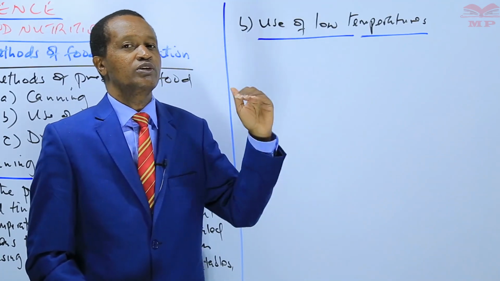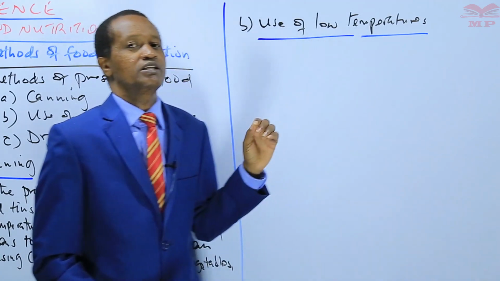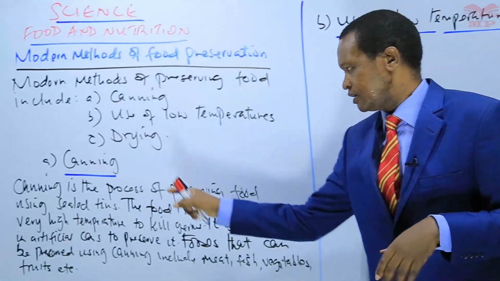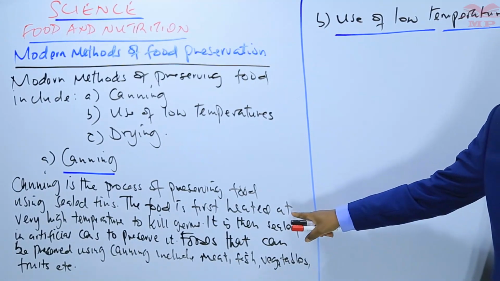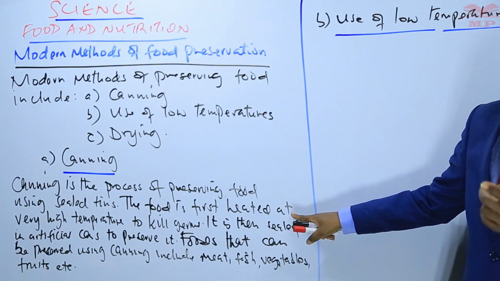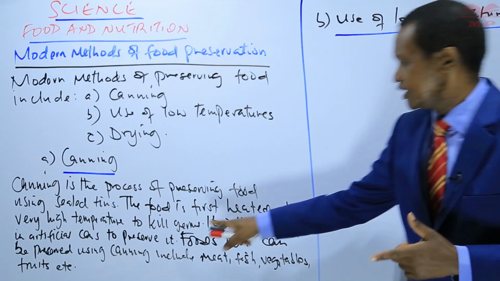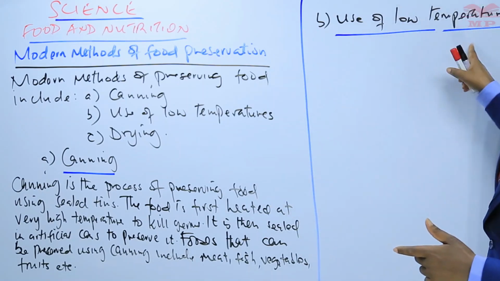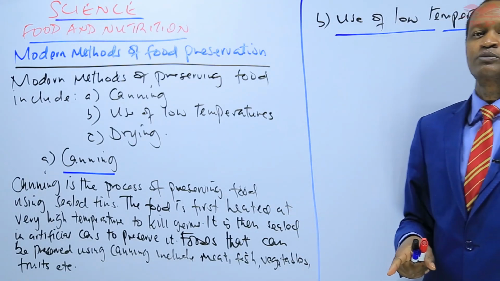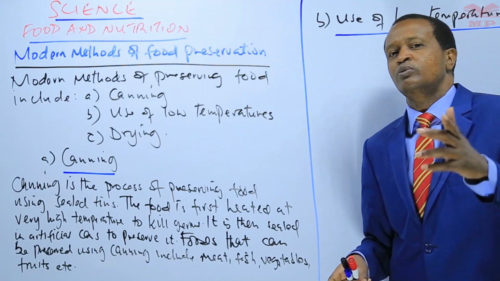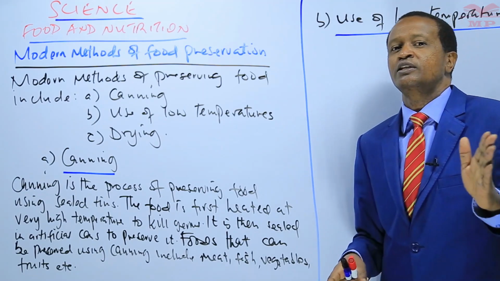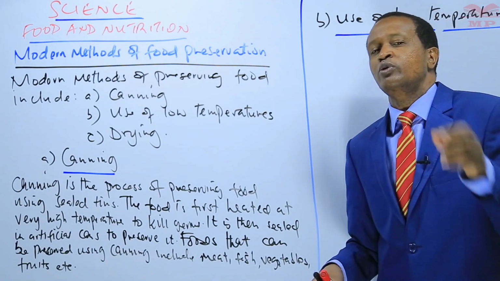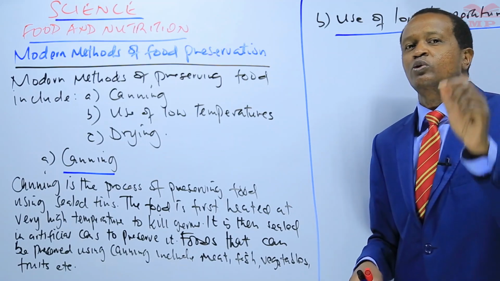The same way they cannot survive under very hot temperatures. Like in canning, we say that foods are first of all heated. Under canning, foods are heated at very high temperature. The purpose is to kill germs. Now, the same applies to low temperatures. When food is preserved by keeping it in place with very low temperatures, then learners again, germs that make food go bad will not be active under such low temperatures.